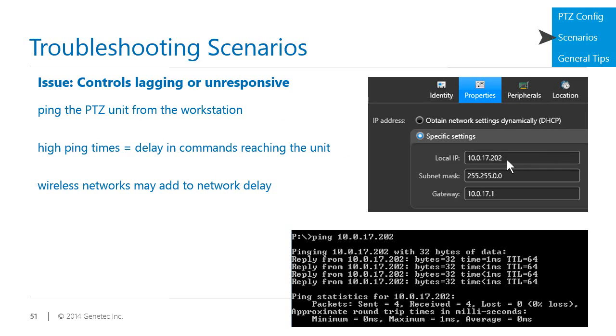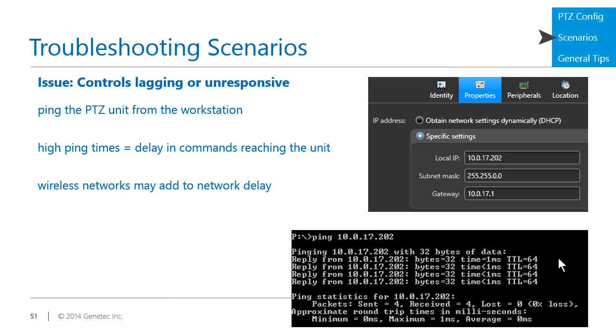If this is an analog camera, make sure you get the IP address of the unit with the serial port. Now, if you do a ping and you're getting very high ping times, you know there's a problem right there, and you'll have to take a look at the network to see where the bottleneck is. Wireless networks usually add to the response delay, so if the workstation and the PTZ are both on a wireless network, this might compound the problem.